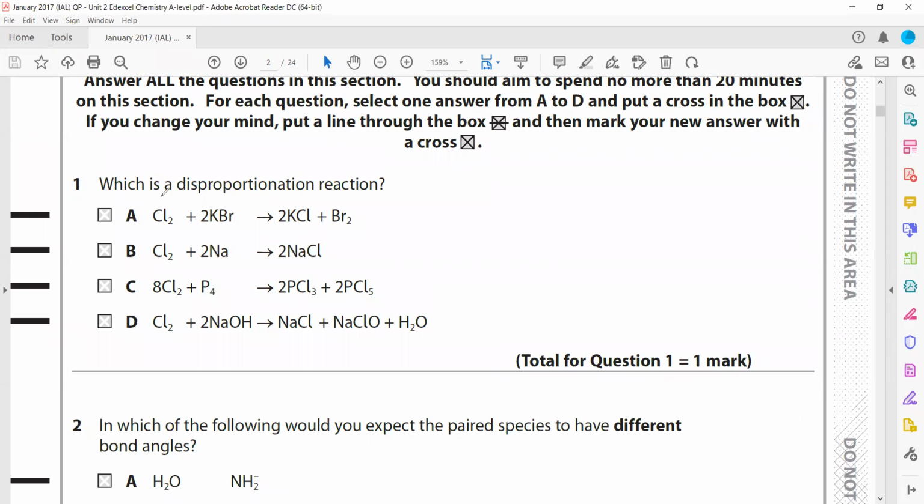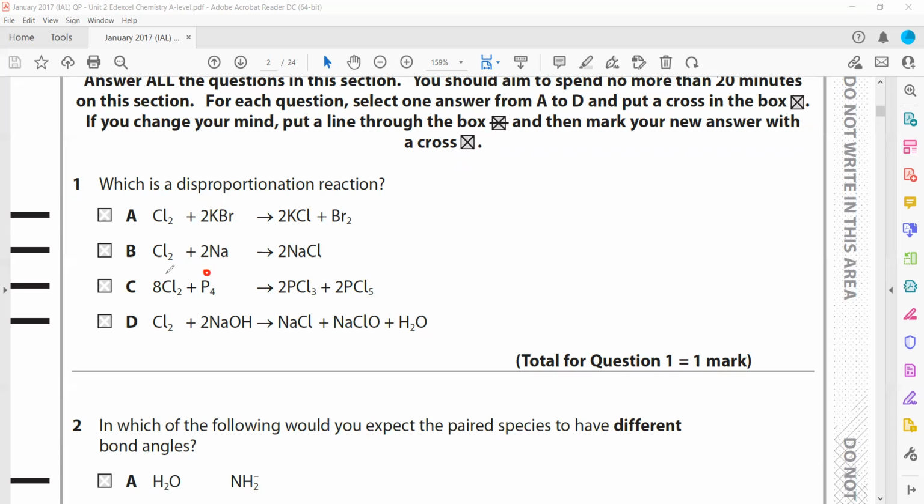Here chlorine is 0, potassium plus 1, bromine minus 1, potassium plus 1, chlorine minus 1, and bromine 0. So here chlorine is reduced and bromine is oxidized, so this is a simple redox reaction. But in a disproportionation reaction, the same element should be oxidized and reduced. Chlorine plus sodium, so oxidation numbers are 0, sodium is plus 1, chlorine minus 1. So this will become plus 1, oxidation, reduction. So it is also a redox reaction.